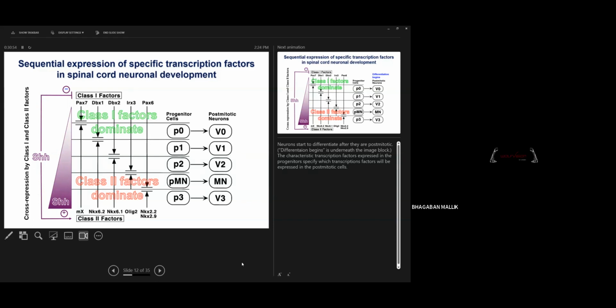So you can see that in the spinal cord also, you have different gradients of transcription factors, which determine the dorsoventral patterning. You can see that you have a variety of progenitor cells in the spinal cord, which can form different types of post-mitotic neurons. So that's why, because of expression of different transcription factors, you have different cell types in the brain or in the spinal cord. Okay.